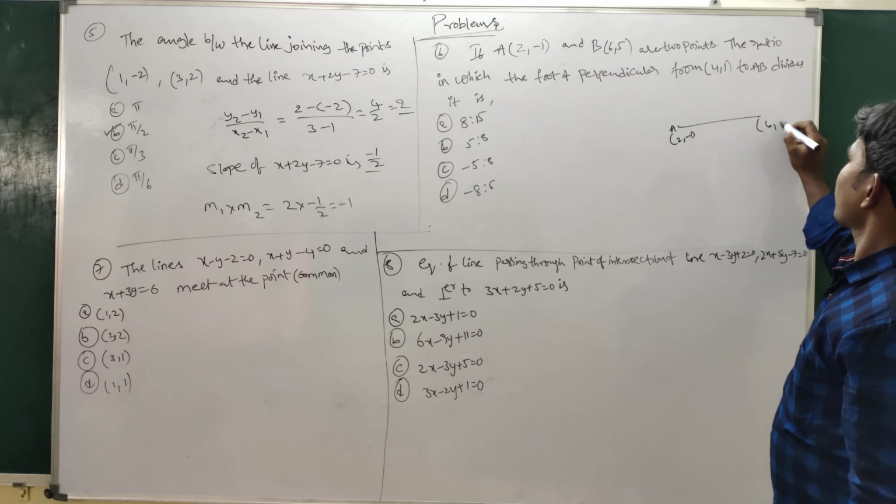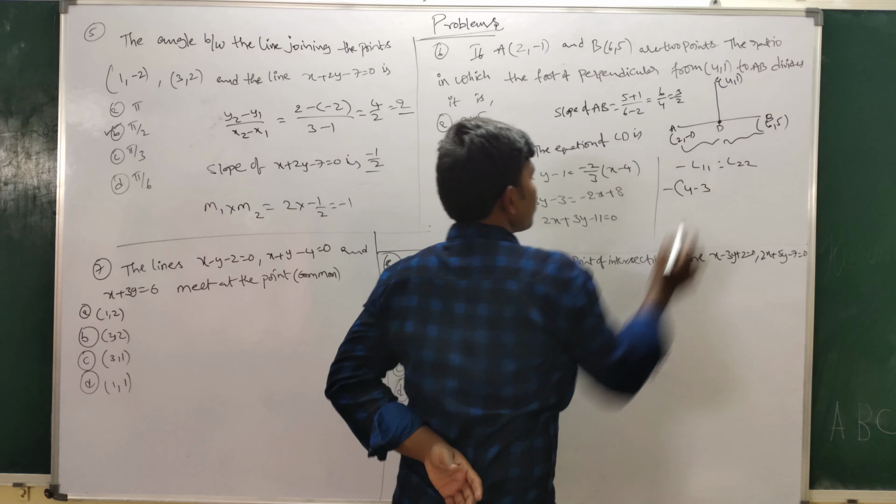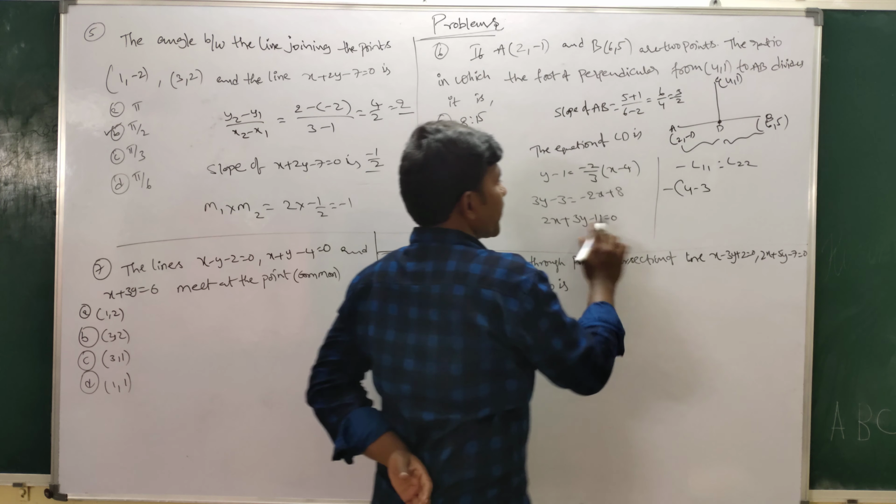The ratio in which a line divides the 2 points is minus L1 is to L2, minus of 2 into 2, 4, 3 into minus 1, minus 3, minus 11 is to 2 into 6, 12, 3 into 5, 15, minus 10, 4 minus 3, 1, 1 minus 11, 10, minus 10, minus of minus, yes, 10 is to 27 minus 11, 16, that is equal to 5 is to 8. So the answer is second option, 5 is to 8.